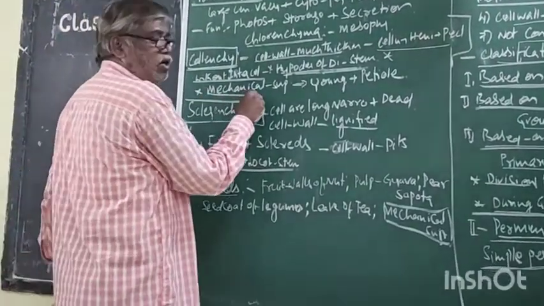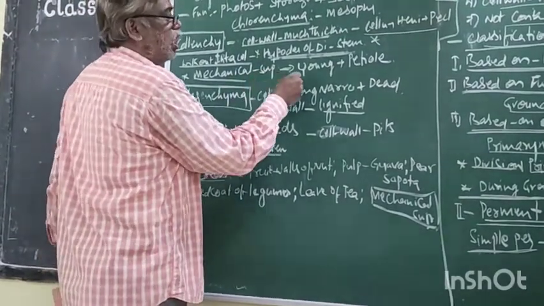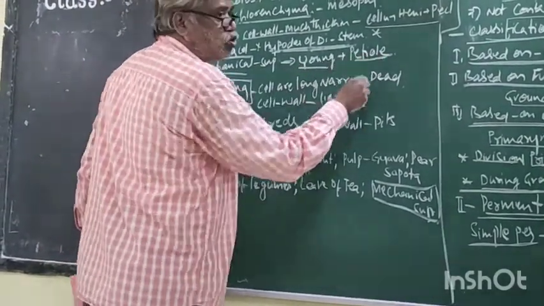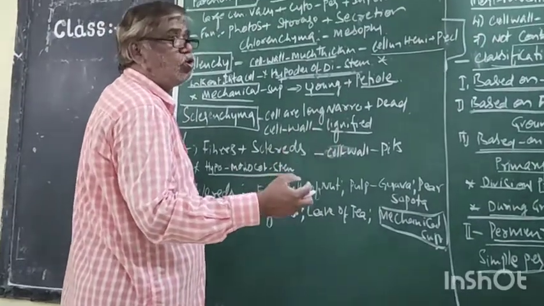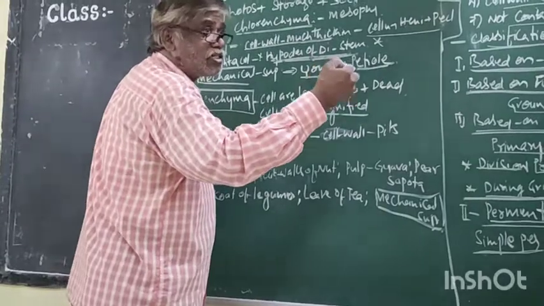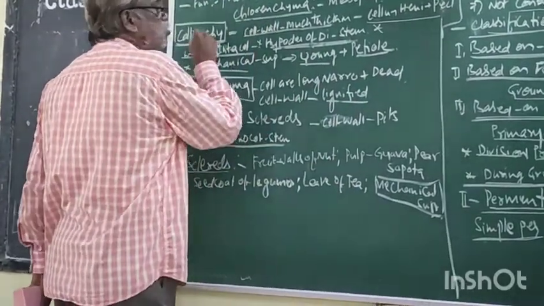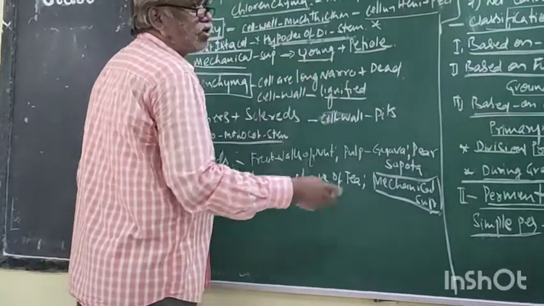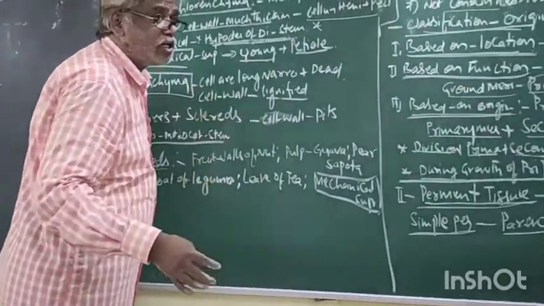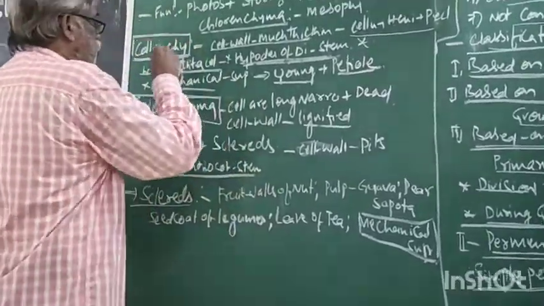Now the chlorenchyma helps in mechanical support for the young plant and petiole. The petiole has resistance to wind. That resistance is some mechanical support due to chlorenchyma. In a young plant there is no secondary growth, so the young plant gets mechanical support due to chlorenchyma.